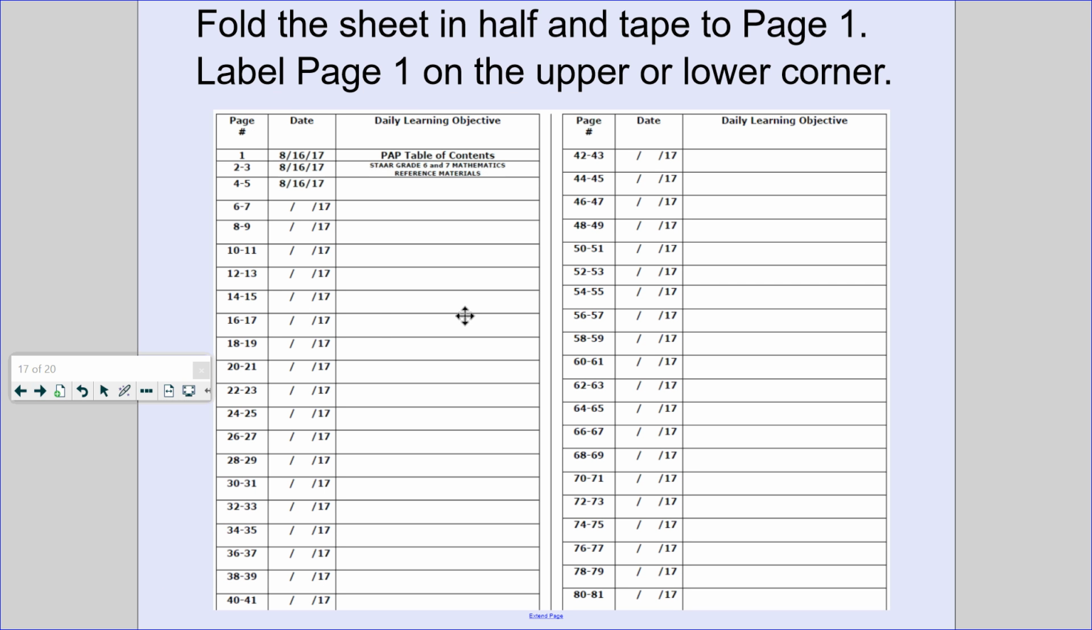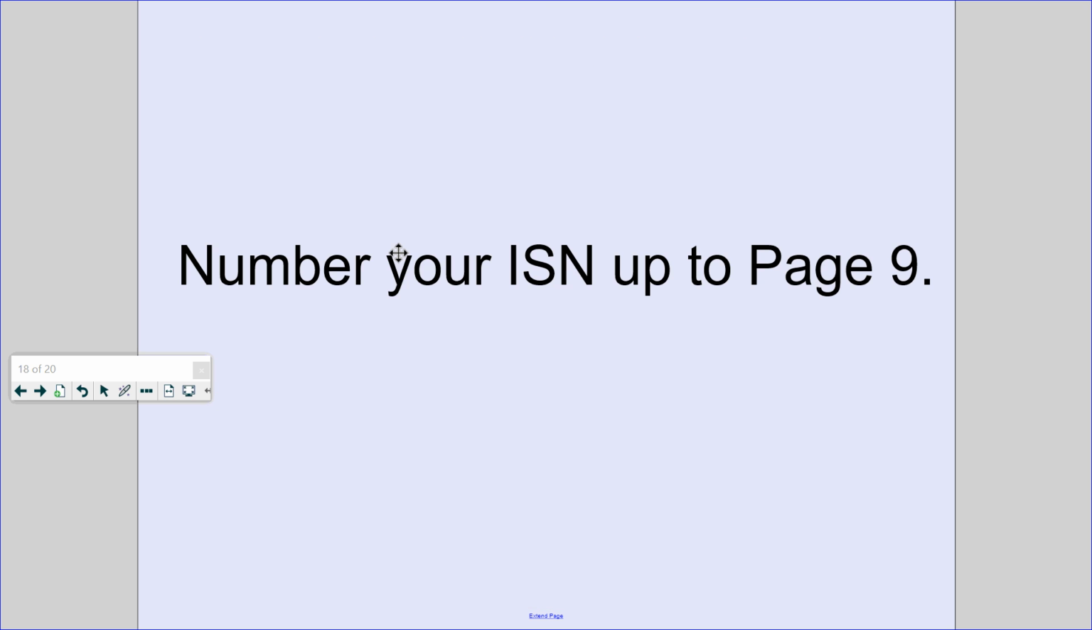Also, you're going to fold your table of contents in half and label either the top right corner or the bottom right corner as page 1. And in here, we will write down our daily learning objective so you can keep track of it. Think of it as an encyclopedia, a Wikipedia reference, as to what we are learning so you can study. Because during test reviews, I will tell you which pages you need to refer back to.